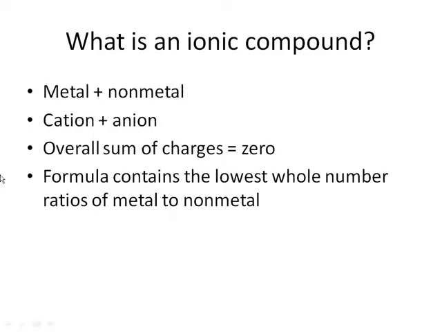Okay, what is an ionic compound? It's going to be a metal paired with a nonmetal. And we just talked about the fact that metals generally lose electrons, which means that they will form positive ions, which are cations, and nonmetals will gain electrons, which will form negative ions, which are anions. So an ionic compound is also a cation plus an anion, in that order. The overall sum of the charges on your ions has to equal 0. And the formula that you write for the compound will contain the lowest whole number ratios of metals to nonmetals.